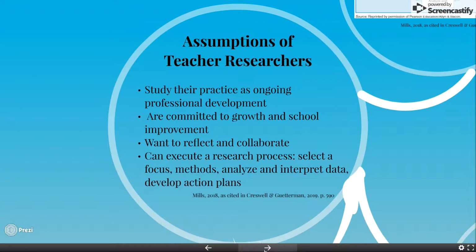Assumptions that are made of teachers as researchers using this design is that they have a practice of ongoing professional development. They're committed to school growth and their own growth. They're reflective and want to collaborate, and they can execute a research process.